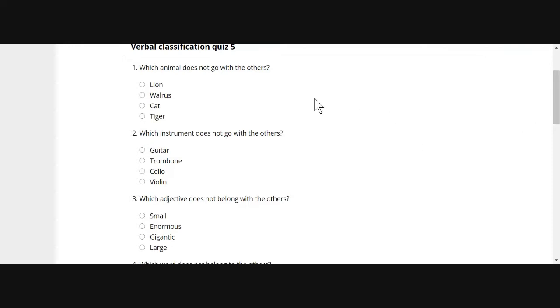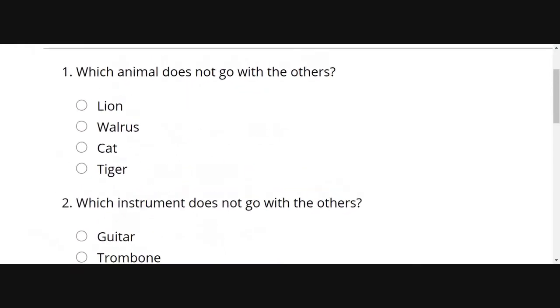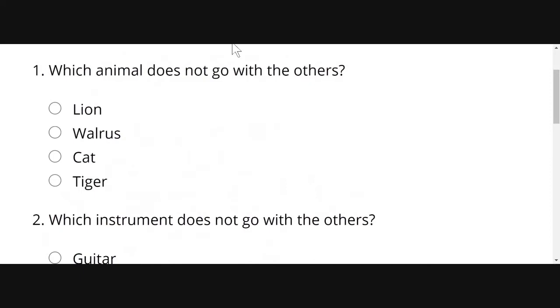All right, so question number 1 says, which animal does not go with the others? Lion, walrus, cat, tiger. What's the answer for that? So that's which animal does not go with the others? You have lion, walrus, cat, tiger. Oops. Okay, I notice, guys, that you're not seeing because we need to get this screen a little bit bigger. All right, I hope you can see that.